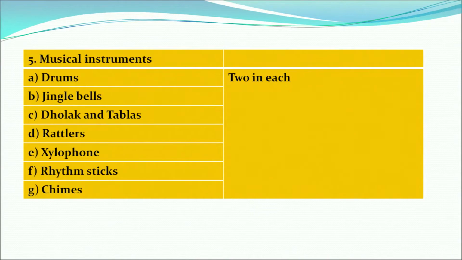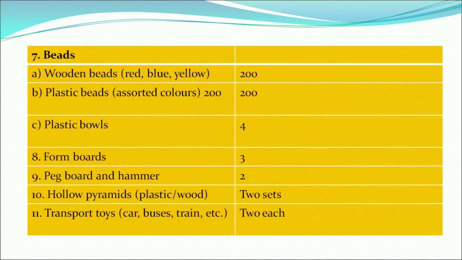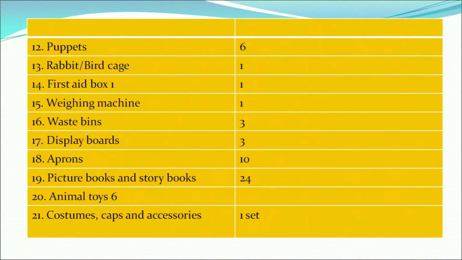We have also mentioned in the list that there should be musical instruments in the play center. There should be drums, jingle bells, etc., and it should be 2 in each. One set of things like hammer and nails and a piece of soft wood, etc., should also be there. Then there are certain beads that are to be there in the play center. What is the number of beads in the list? In this given list there are also puppets, and rabbits or cages, so that it gives an exposure to the children for the outside environment as well.